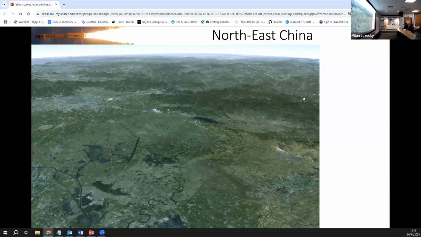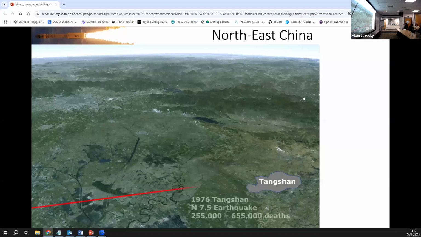Here's Beijing, with its many tens of millions of people. This is Tangshan, one of the most deadly earthquakes. Its fatality rate is hard to get from historical records, but 1976, magnitude 7.5, so not the biggest kind of earthquake that the Earth can accommodate. Unfortunately, it ruptured again right through Tangshan.